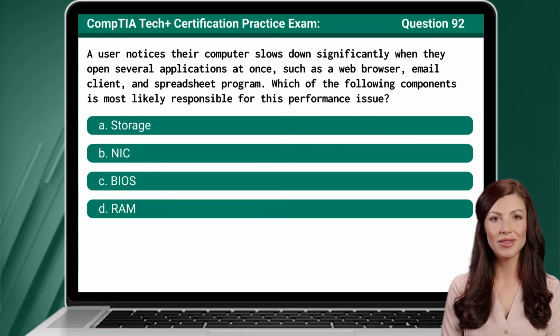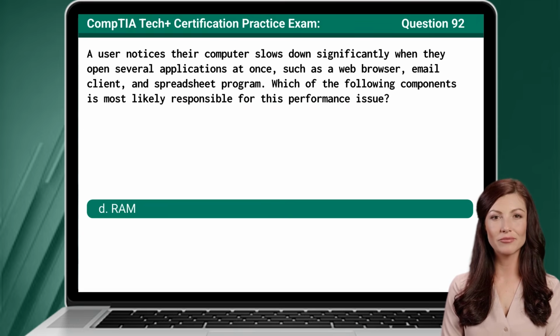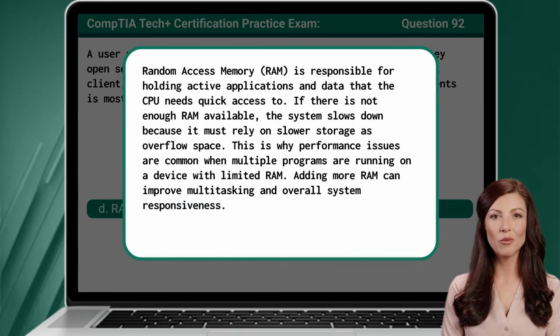The answer is D. RAM. Random access memory, or RAM, is responsible for holding active applications and data that the CPU needs quick access to. If there is not enough RAM available, the system slows down because it must rely on slower storage as overflow space. This is why performance issues are common when multiple programs are running on a device with limited RAM. Adding more RAM can improve multitasking and overall system responsiveness.